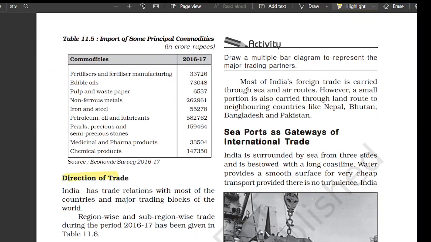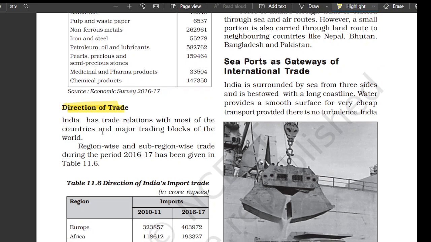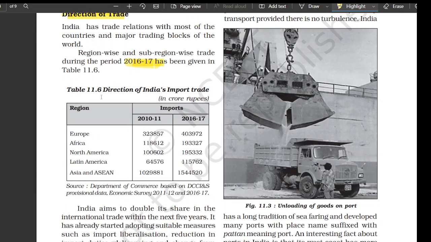Direction of trade. India has trade relations with most of the countries in major trading blocks of the world. Region wise and sub region wise, trade during 2016-17 has been given in table 11.6. Table 11.6 shows that Europe has the highest number of imports, and Asia and ASEAN have the lowest number of imports.